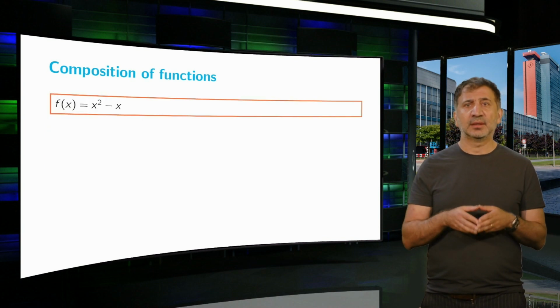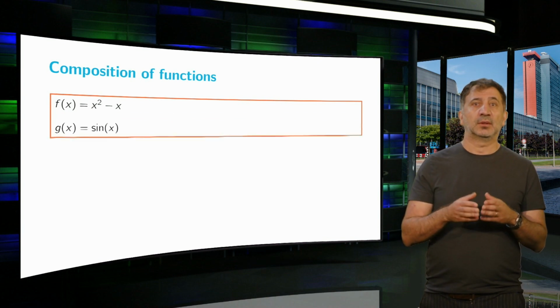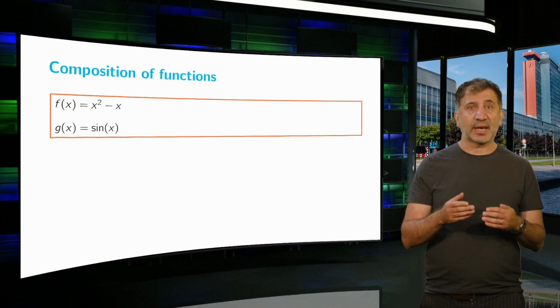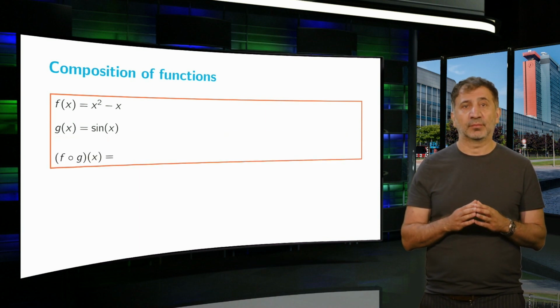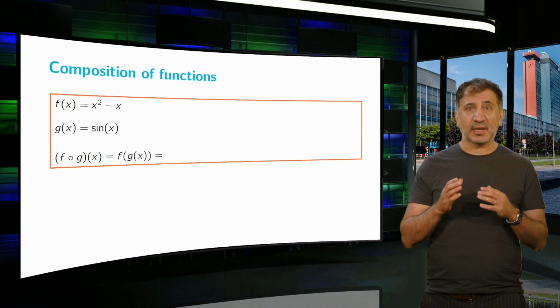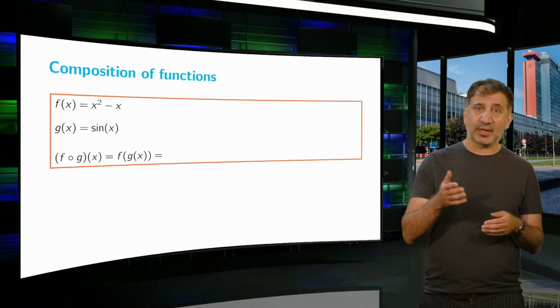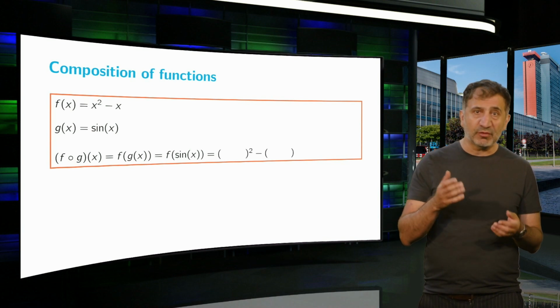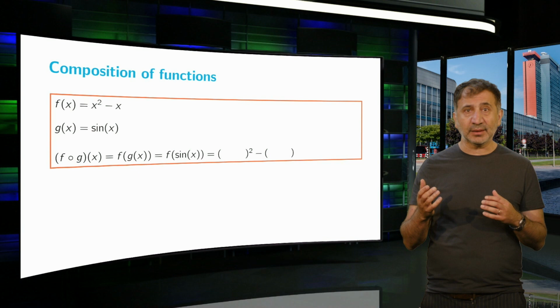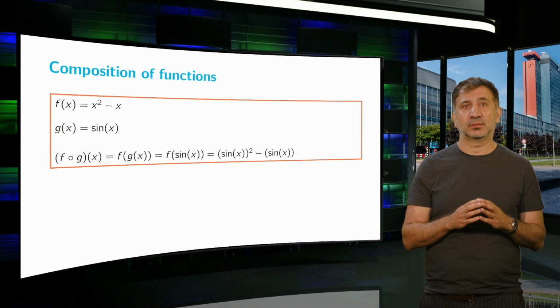Let's see an example to see how this works. For f of x, we take the function x squared minus x. Suppose that g of x is given by sine of x. We want to find a formula for f of g. What this means is that we want f of g of x. Well, we can plug g of x in the function f, and g of x is equal to sine of x. Since f of x is given by x squared minus x, everywhere where there is an x, we replace it with sine of x.